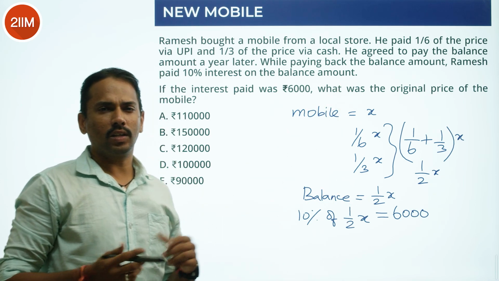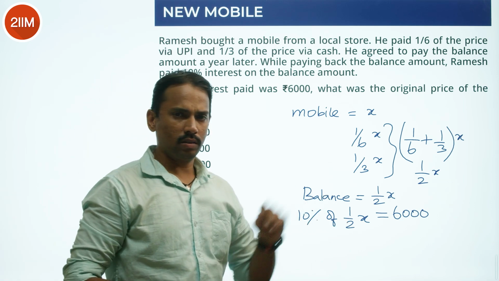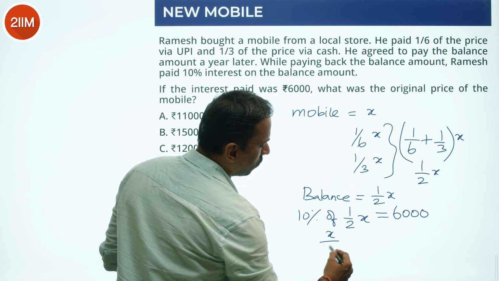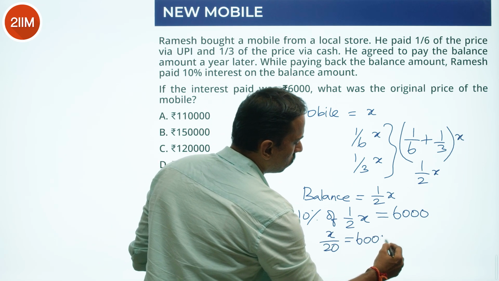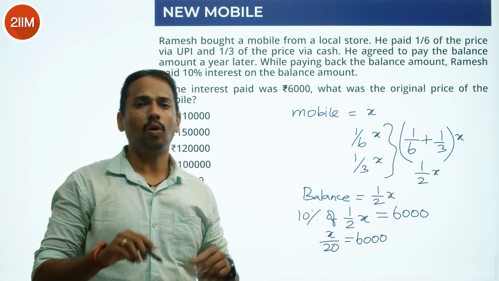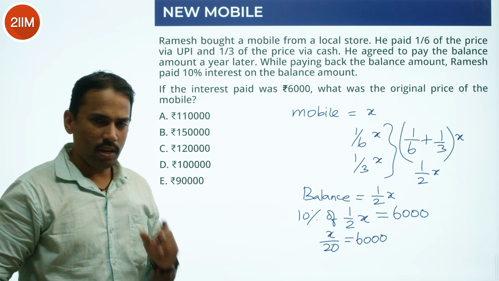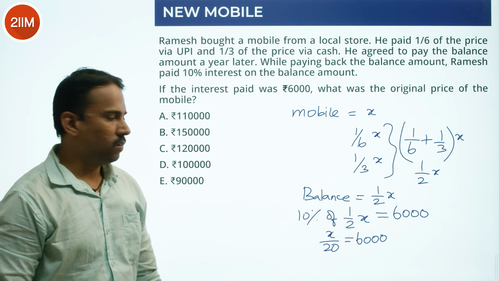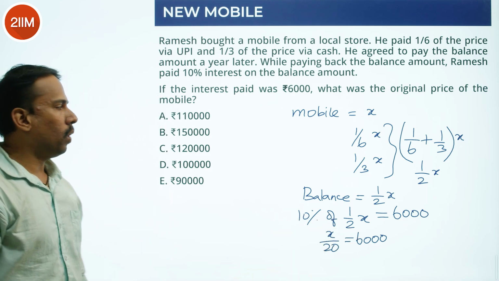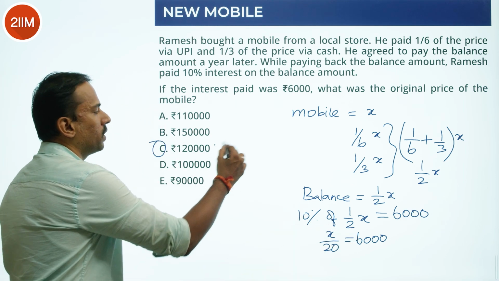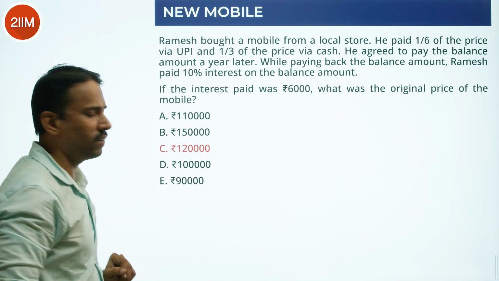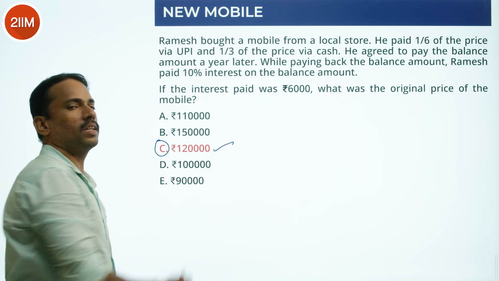So, from this, what we can understand is 10% of half of x. That means it's basically x by 20 is going to be 6,000, because it's basically 10 by 100 of 1 by 2. On simplification, 1 by 20. So, x by 20 is 6,000. x is going to be 6,000 into 20, 1,20,000. Option C should be the right answer. So, we'll check this. Yeah, right, option C, 1,20,000 is the right answer.